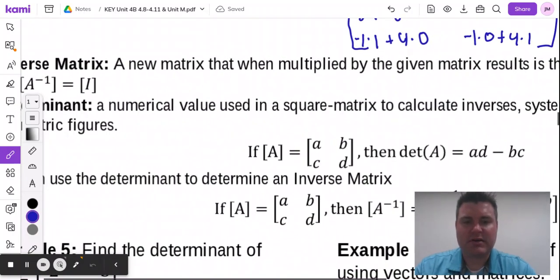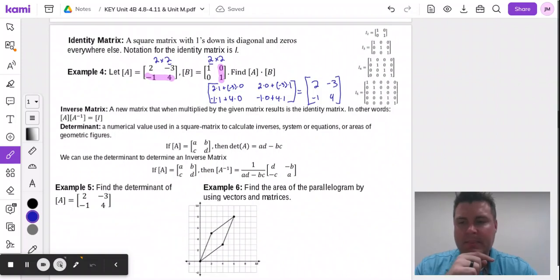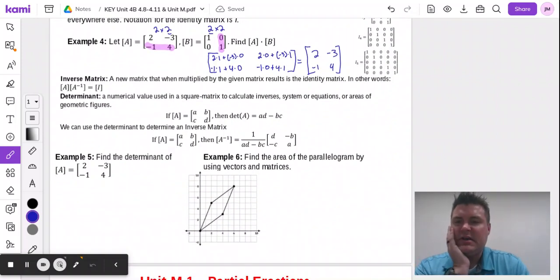Okay, last little thing here is inverses. So when a new matrix is multiplied by the given matrix and results in the identity matrix, in other words, that's what the inverse is.